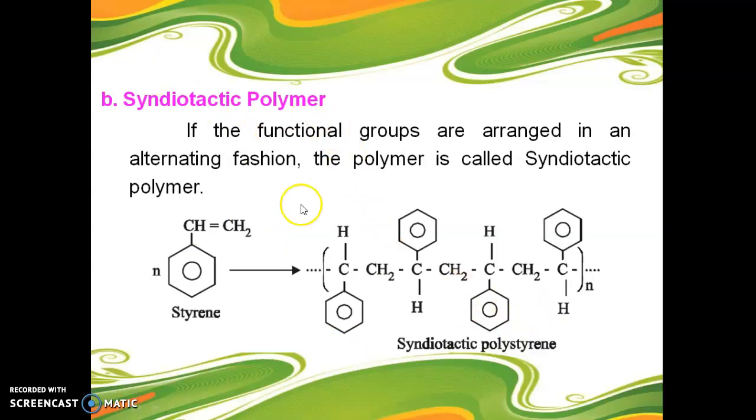The next one is syndiotactic. If functional groups are arranged in an alternating fashion, it is called syndiotactic. If you take the same polystyrene polymer, here you can see the benzyl groups are arranged in an alternate fashion, so it is called a syndiotactic polymer.